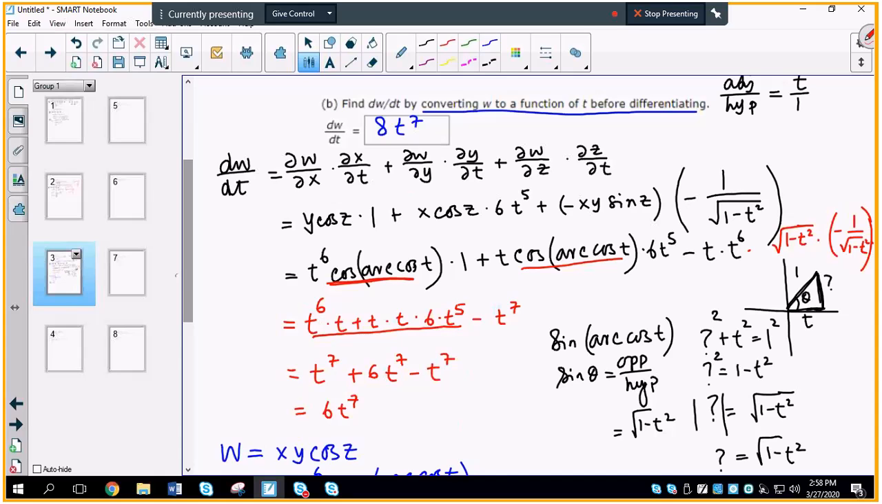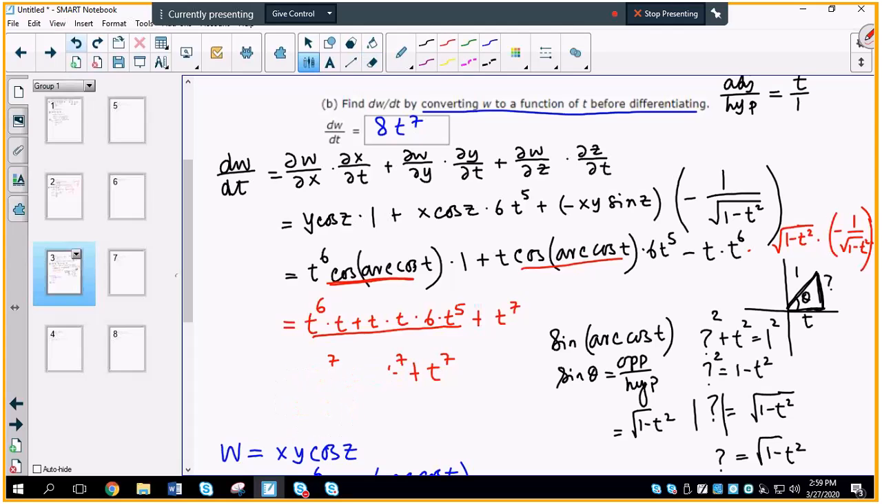But think about the last term. It was minus here, and then you had a minus there, so minus times minus should make it a plus. And I completely ignored that, which I shouldn't have done. And so that should be plus t to the power 7. So you will get 8 t to the power 7 in your answer.